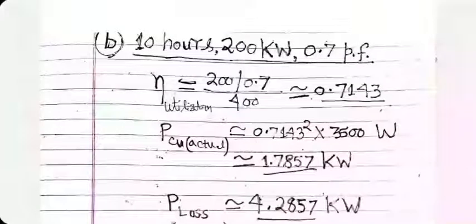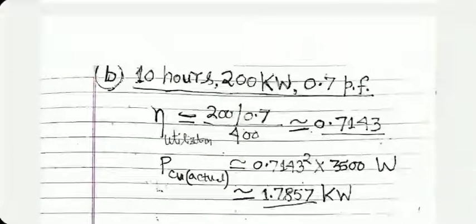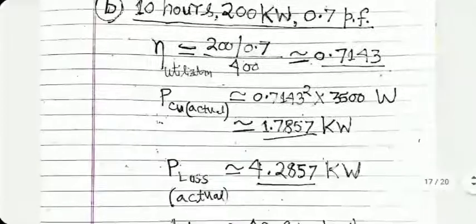Now go to part B. Here the power is 200 kilowatt in the output. That divided by power factor, which is 0.7, gives you the actual kVA, and that divided by the recommended kVA gives us the utilization efficiency. You square that efficiency and multiply it by the full load copper loss value to get the actual copper loss value.